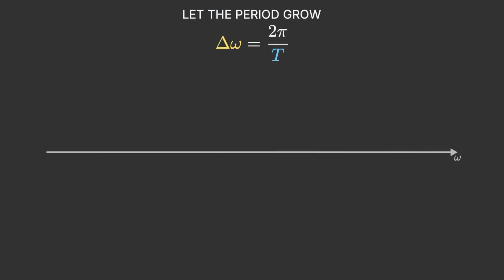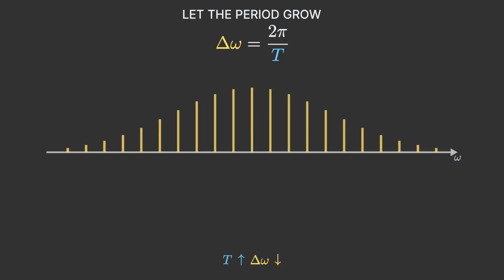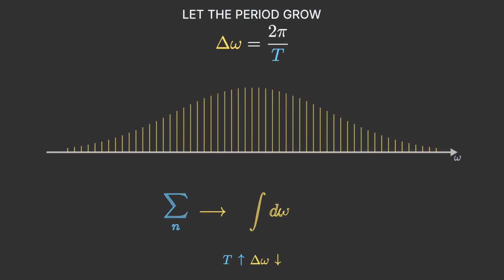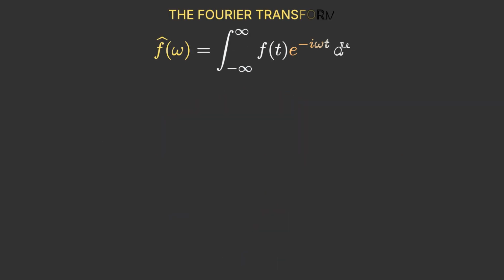A periodic signal has separated, discrete frequencies, but a single pulse does not repeat. Let the period grow. The allowed frequencies move closer together. In the limit of an infinitely long period, they form a continuous frequency axis, and the sum becomes an integral. That limit is the Fourier transform.